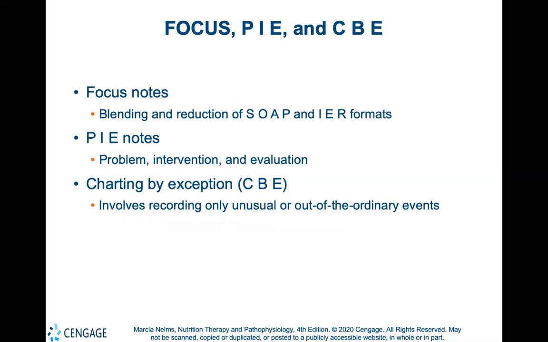Problem intervention evaluation notes are also a blending and another type of charting. Problem identifies the specific nutrition problem for the client. Intervention refers to the nutrition treatment and steps designed to resolve the problems. Evaluation outlines the progress towards resolution of the nutrition problem. Charting by exception is an even more abbreviated approach to medical charting that involves recording only unusual or out of the ordinary events.